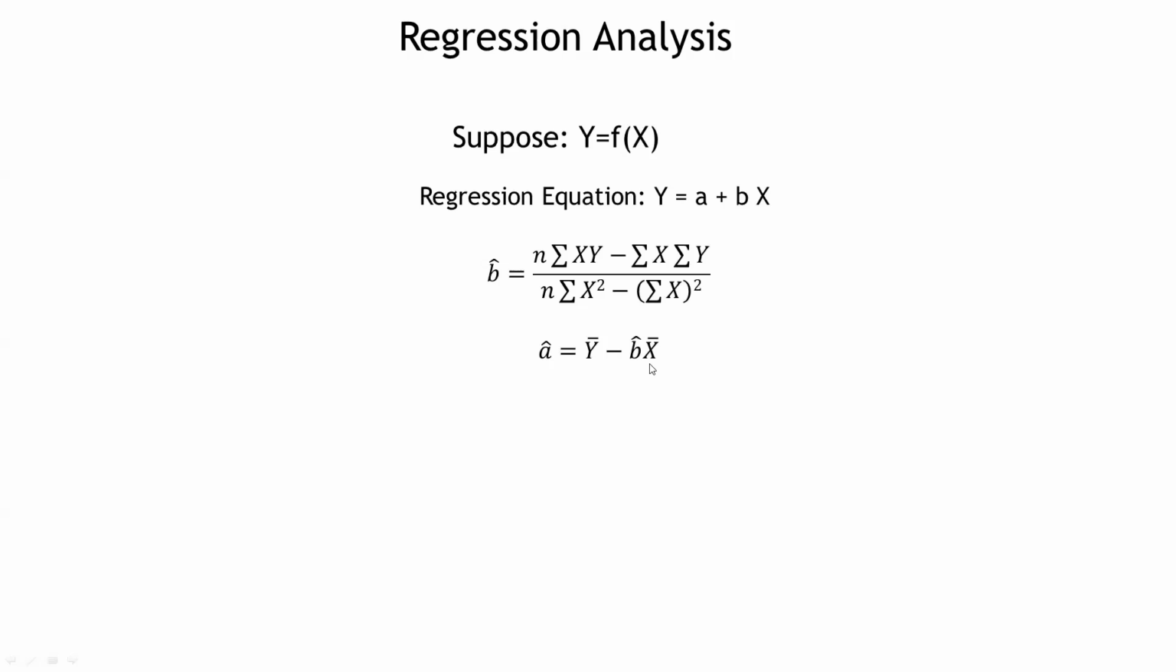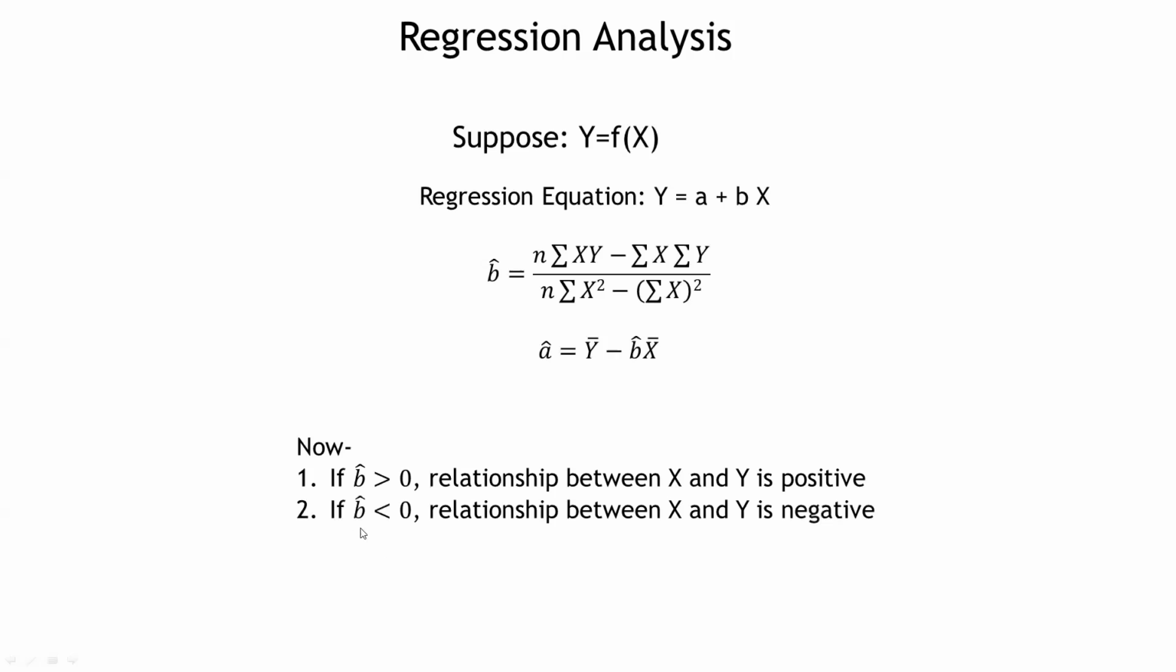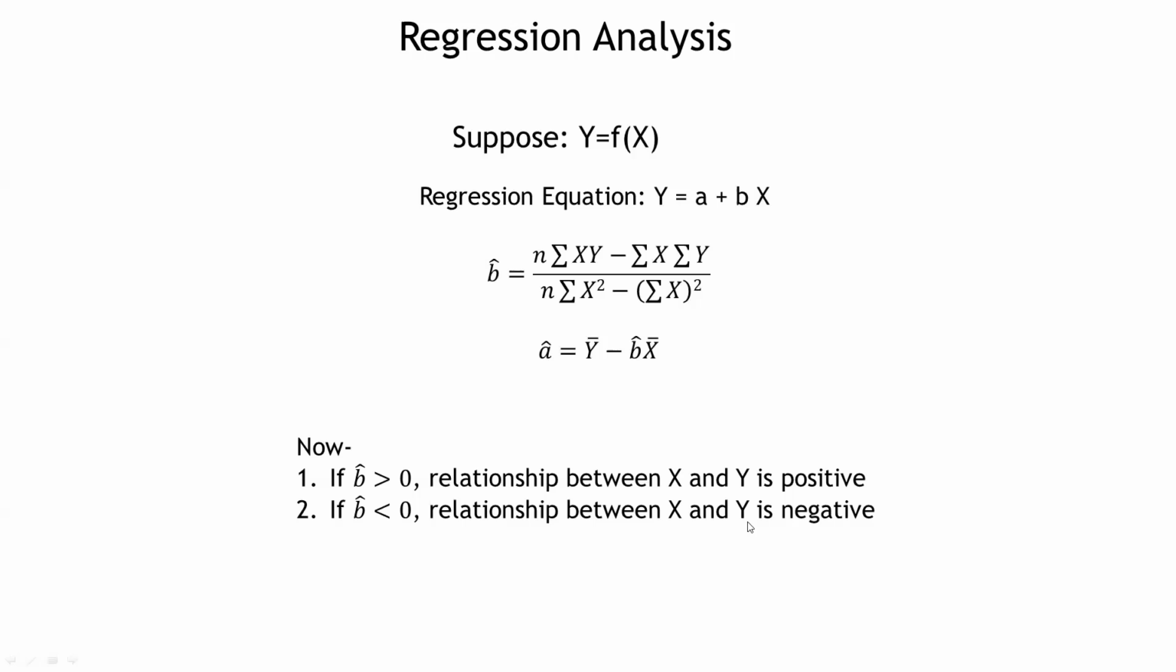Once we get the value of b cap, it tells us whether the relationship between x and y is positive or negative. If the value of b cap is greater than 0, it means the relationship between x and y is positive. That is, if the value of x rises, y also rises, and if x falls, y also falls. It means they move in the same direction. On the other hand, if the estimated value of b, that is b cap, is negative, it means the relationship between x and y is negative. That is, if the value of x rises, the value of y falls, and if the value of x falls, the value of y rises. That is, they move in opposite direction.